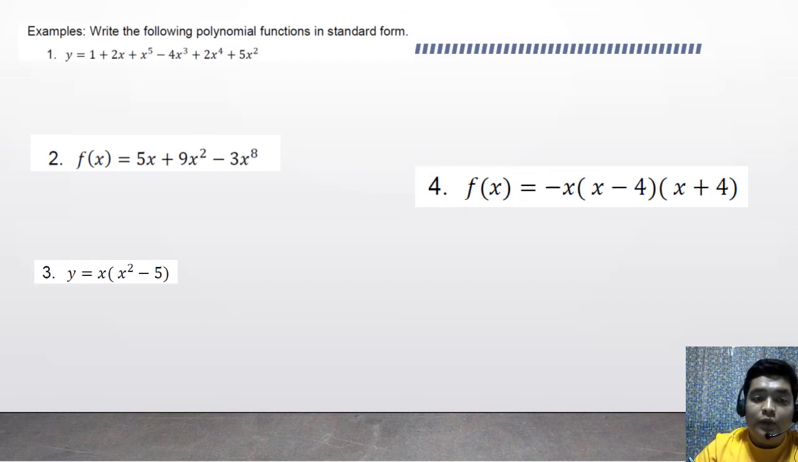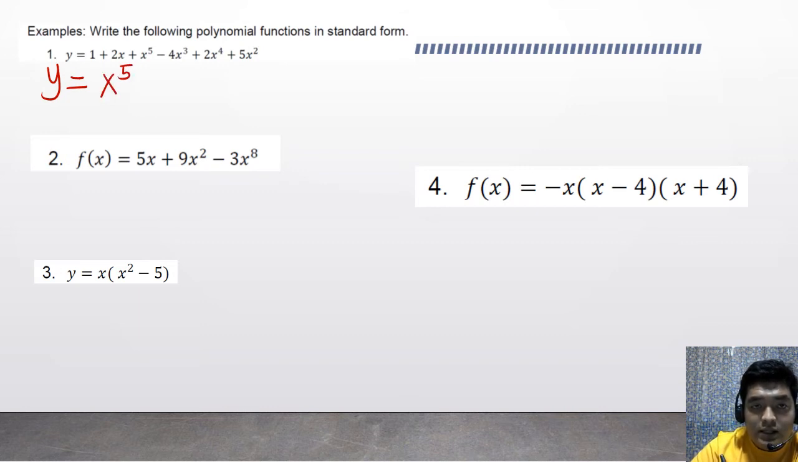Write the following polynomial functions in standard form. So we have y equals 1 plus 2x plus x to the power of 5 minus 4x cubed plus 2x to the power of 4 plus 5x squared. So again, the standard form is decreasing power. Okay, so the highest exponent is x to the power of 5. So you will write first x to the power of 5.